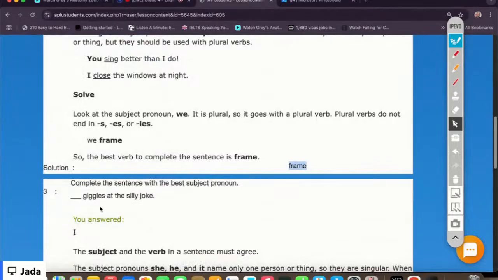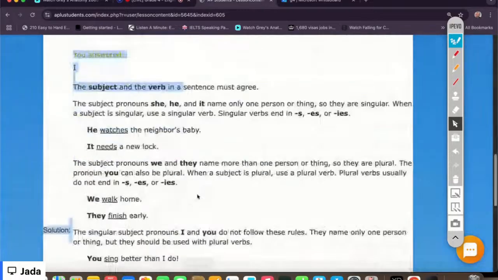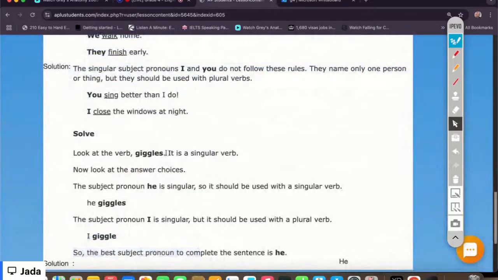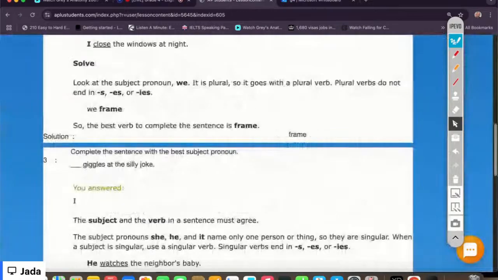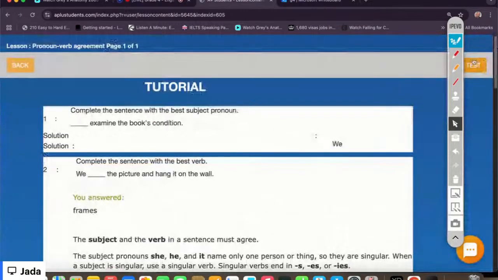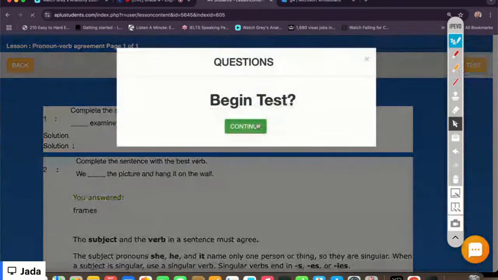Okay, giggles at the silly joke. So as you can see here, the giggles has what? It's a singular verb, so we would have what? A singular subject. Okay, so let's move to the test. You can share your answers with me if you know them.